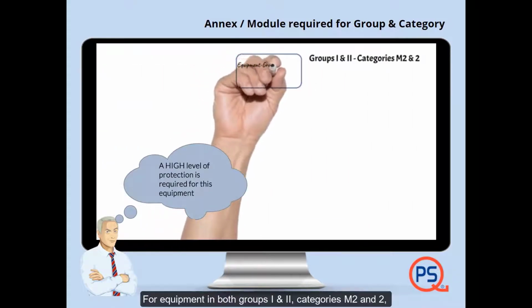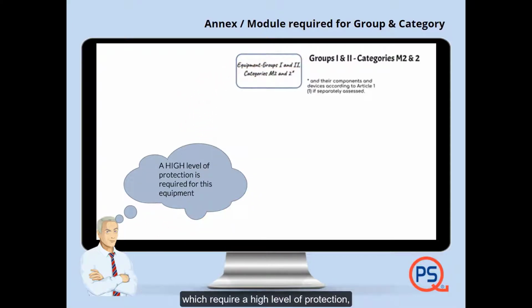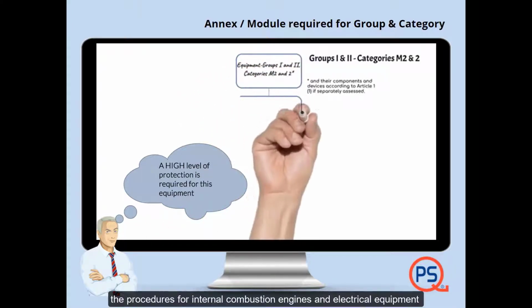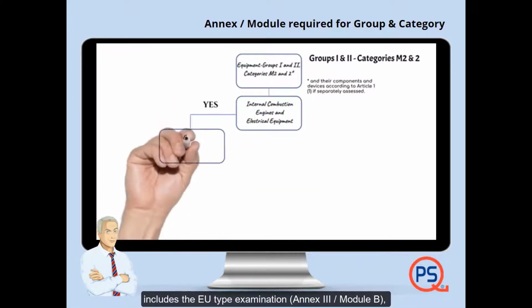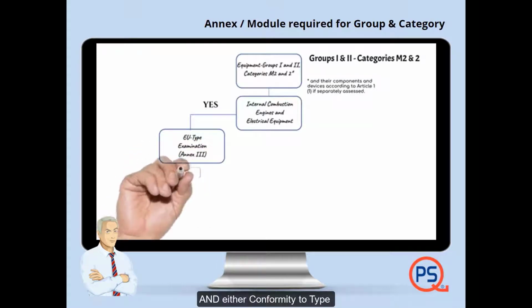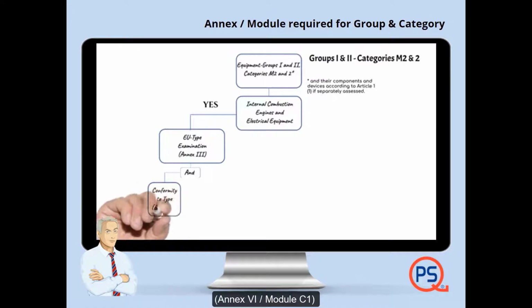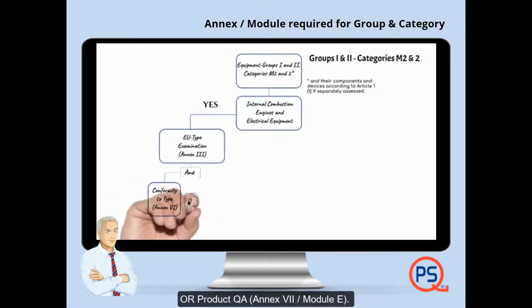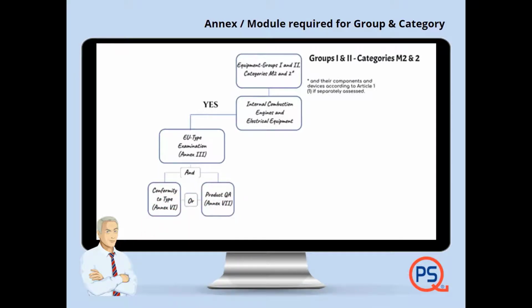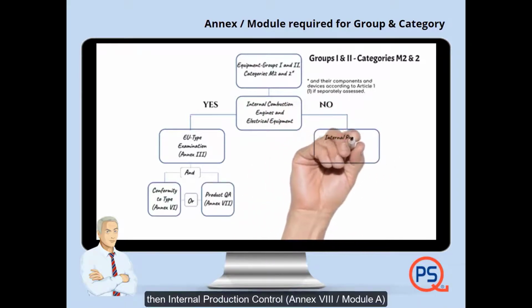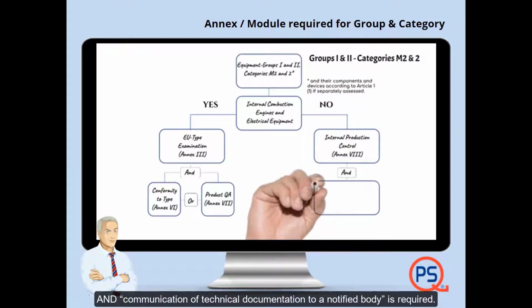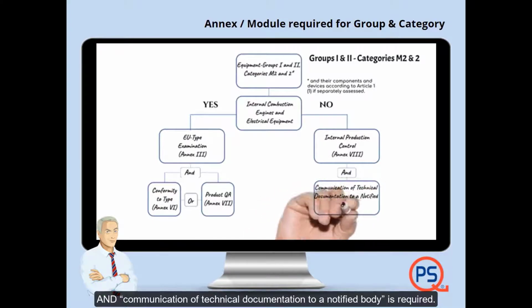For equipment in both groups 1 and 2, categories M2 and 2, which require a high level of protection, the procedures for internal combustion engines and electrical equipment include the EU type examination, Annex 3 Module B, and either conformity to type, Annex 6 Module C1, or Product QA, Annex 7 Module E. If the equipment is neither an internal combustion engine nor electrical equipment, then internal production control, Annex 8, Module A, and communication of technical documentation to a notified body is required.